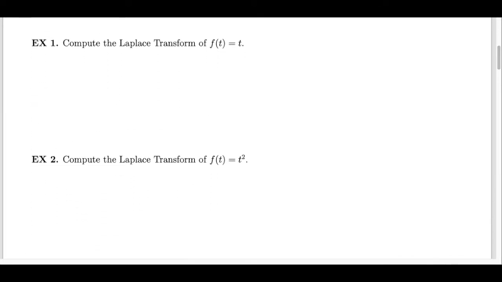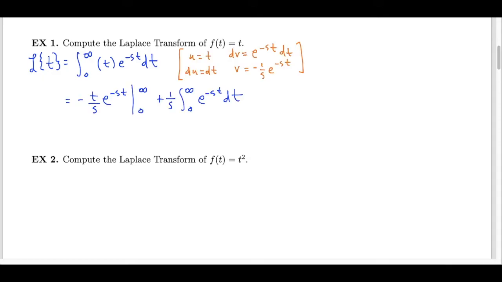In example 1, we're asked to find the Laplace transform of the function t. F of t equals t. I'll start by putting that function into my definition. Now, in order to evaluate this integral, I'll need to use integration by parts. Here I've identified the ingredients required for integration by parts and applied the algorithm appropriately.